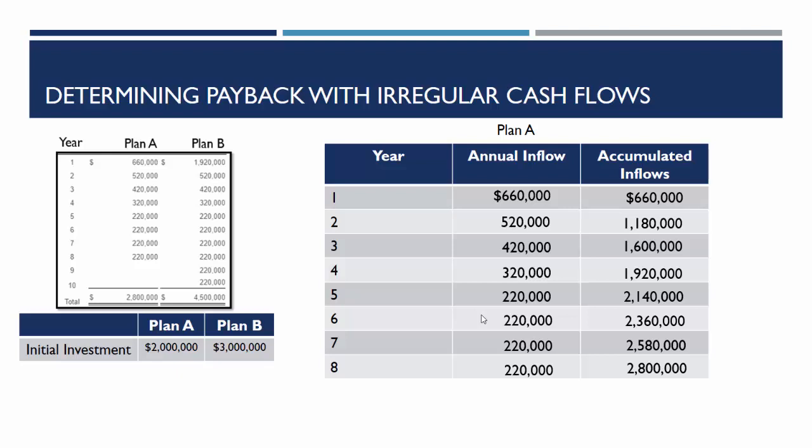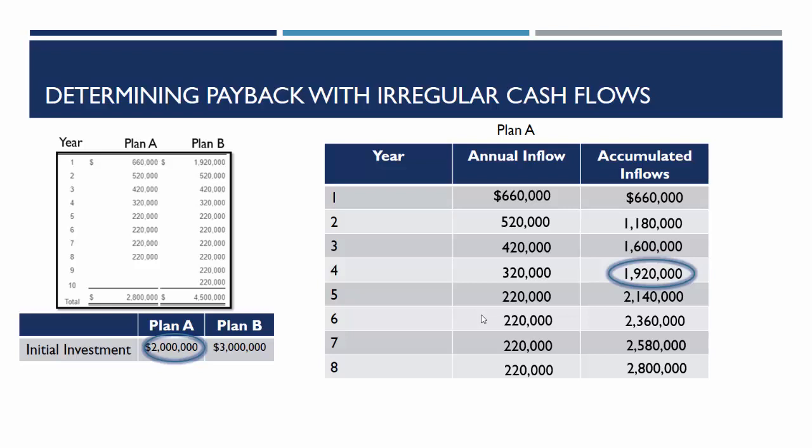So now we need to figure out what is the payback period. And to do so, you need to find the point where you recover your initial investment from your accumulated inflows. What I advise you to do is go through your accumulated inflows and find the number that is as close to your initial investment as possible without going over. So at the end of year 4, we're going to have accumulated inflows of $1,920,000, which is pretty close to our $2 million investment.